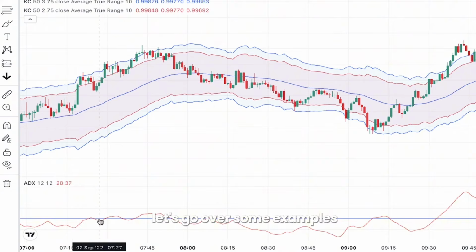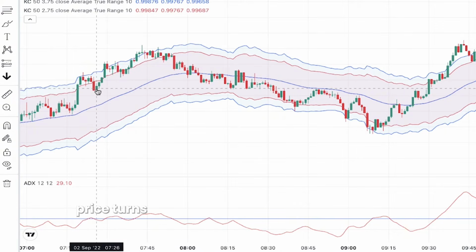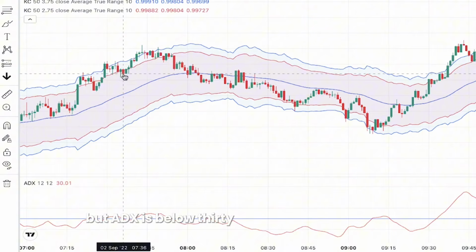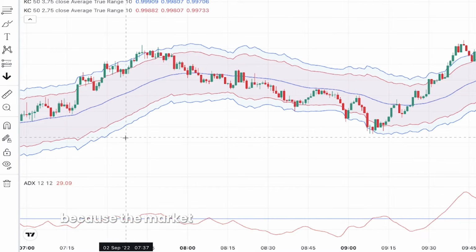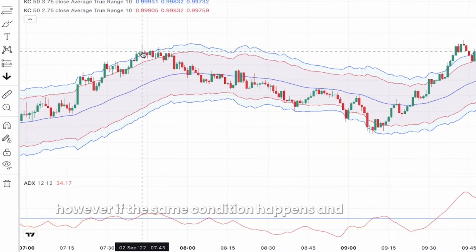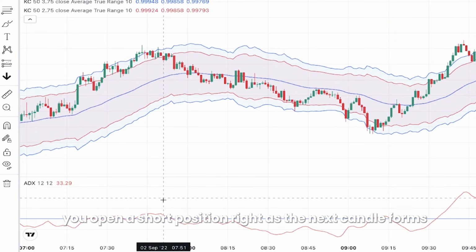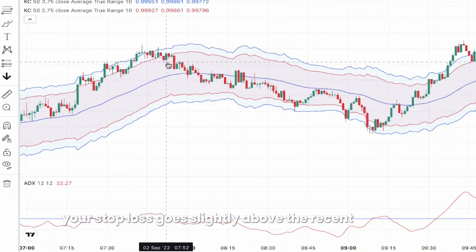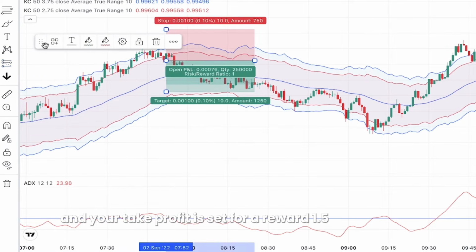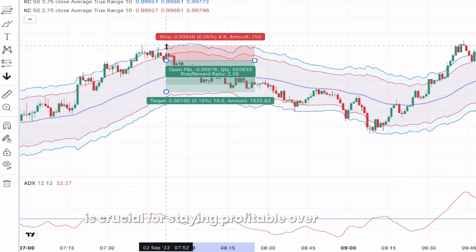Let's go over some examples. Imagine price surges above the upper blue band. After that, price turns down and closes a candle inside the red Keltner channel, but ADX is below 30. That's a no-trade scenario because the market lacks sufficient directional strength. However, if the same condition happens and ADX is above 30, you open a short position right as the next candle forms. Your stop loss goes slightly above the recent swing high or above the blue Keltner band, and your take profit is set for a reward 1.5 times your risk. This risk-to-reward ratio is crucial for staying profitable over many trades.